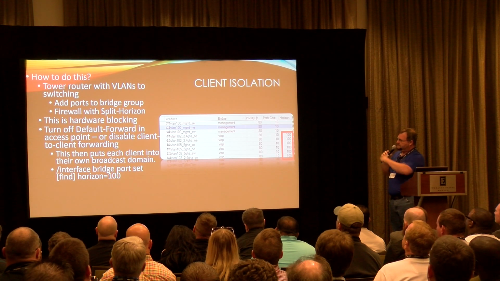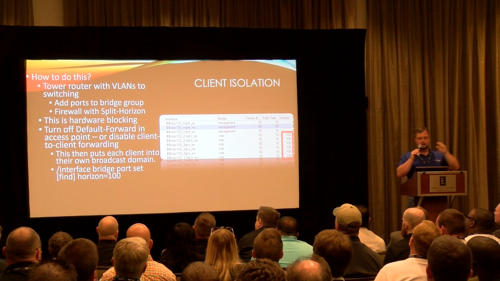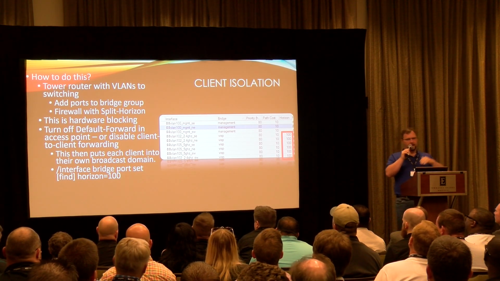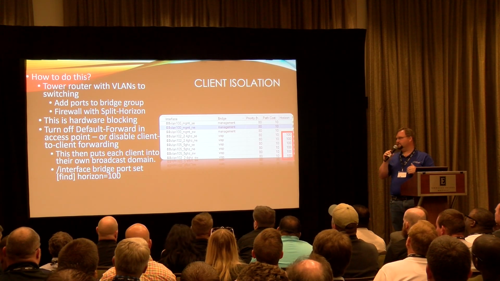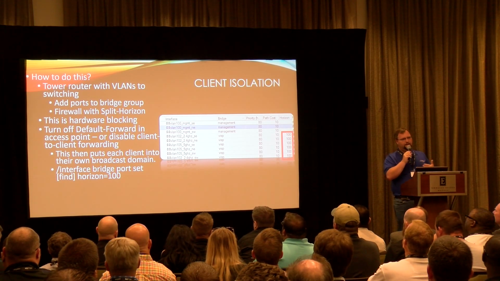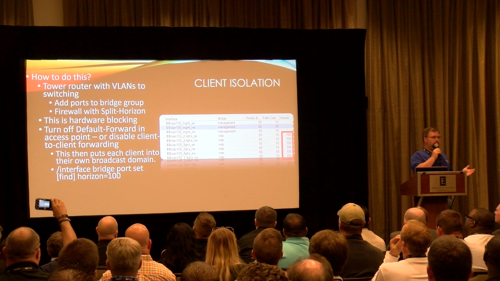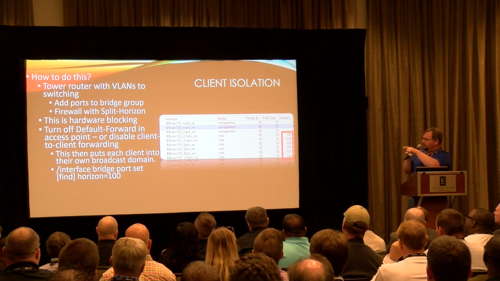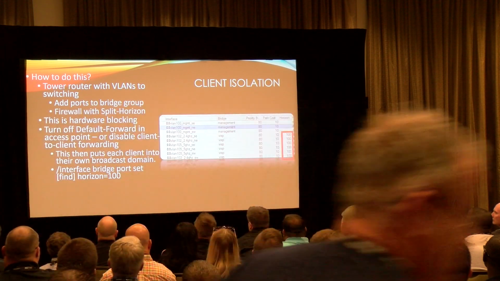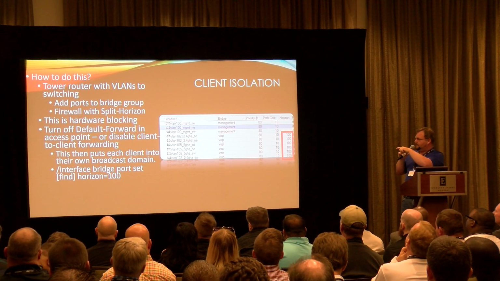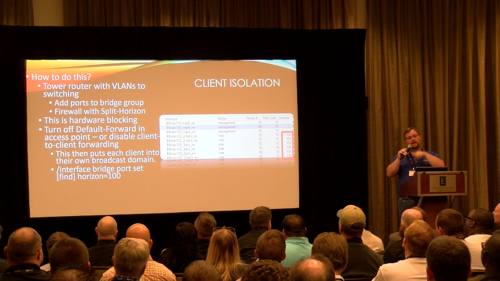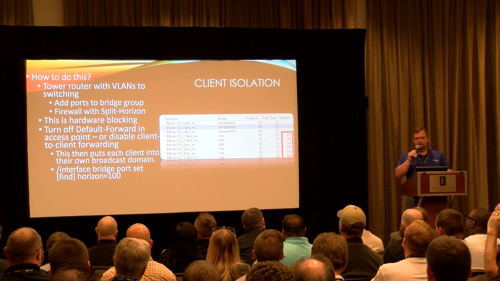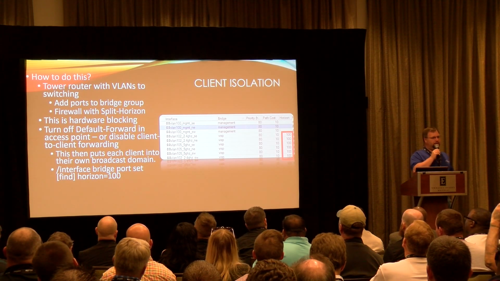So we have a horizon there. By simply putting all the APs in their interfaces into a horizon group, that allows you to block same horizon traffic. I have two VLANs there, northeast and southeast, and they're on the same horizon, so they cannot talk to each other. That effectively isolates my clients.